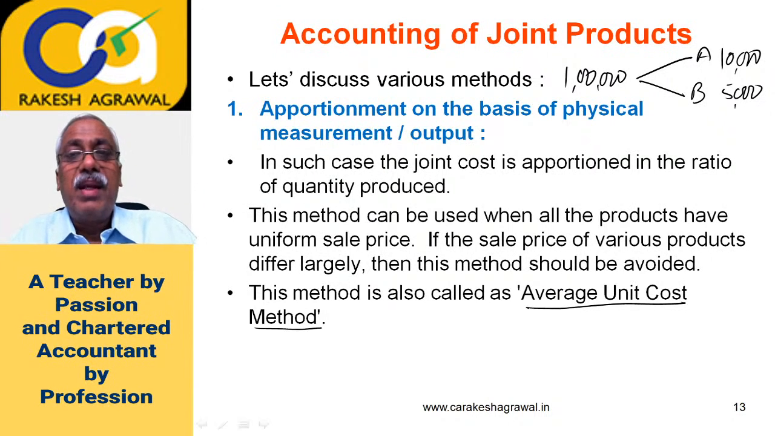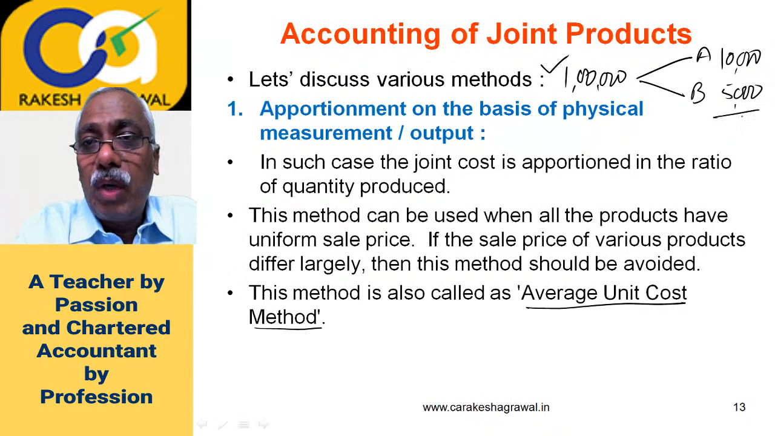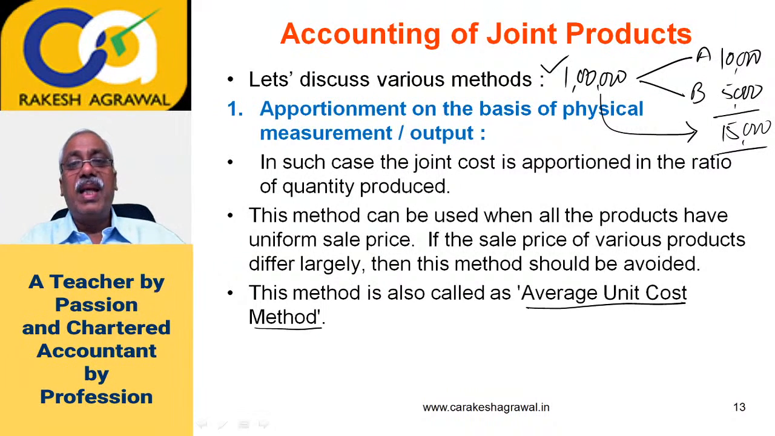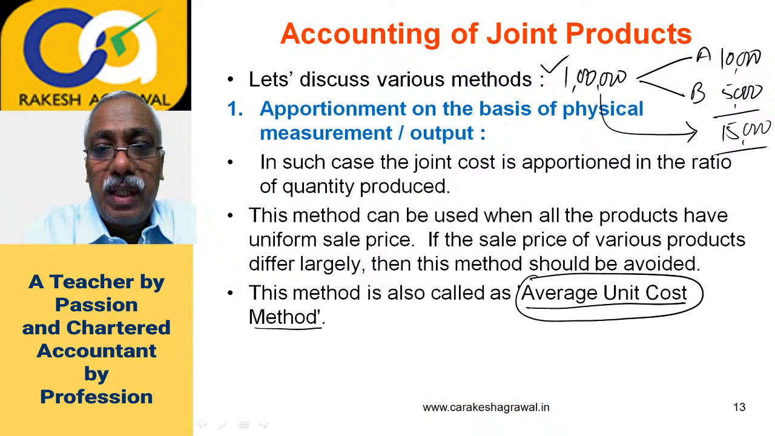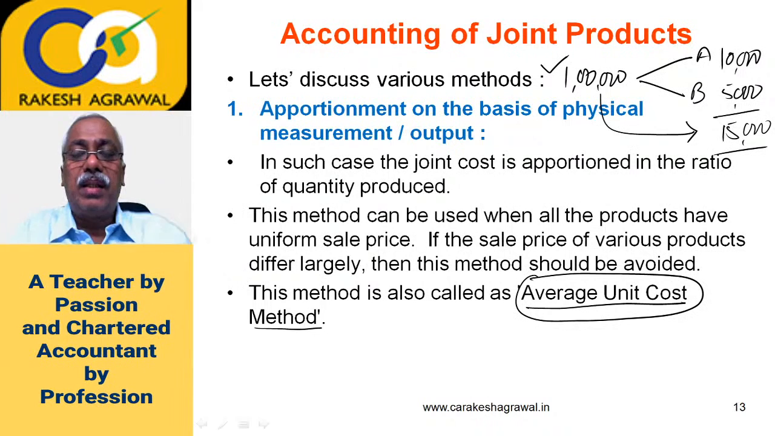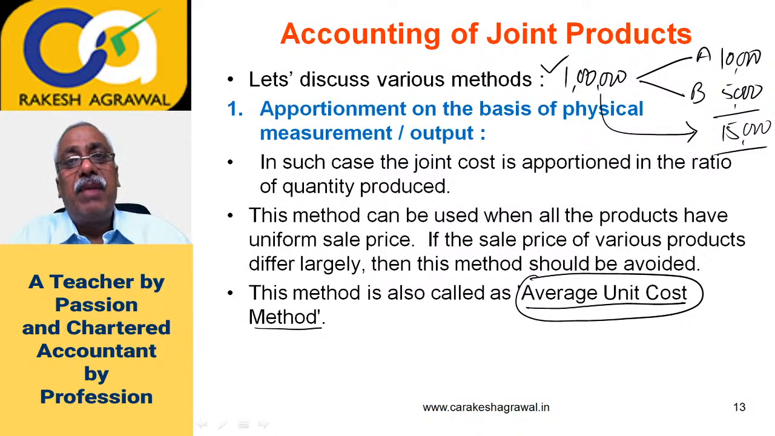And what they do, they will divide this 1 lakh rupees by the total of the quantity, 15,000. 1 lakh will be divided by 15,000 units, and you will get average cost per unit. That is this, average cost per unit. And average cost per unit into 10,000 units and into 5,000 units will be the share of cost of product A and product B. My dear friends, I think even if I tell you to distribute 1 lakh rupees in the ratio 10:5, the same thing will happen.